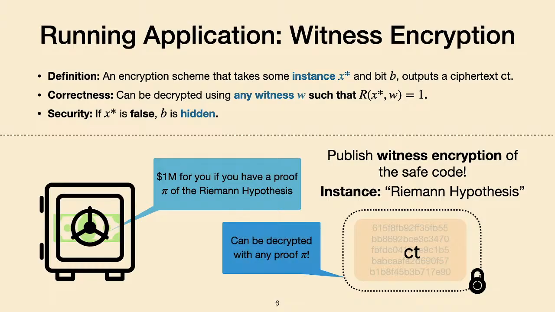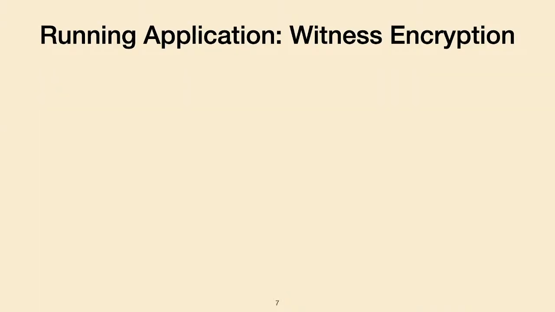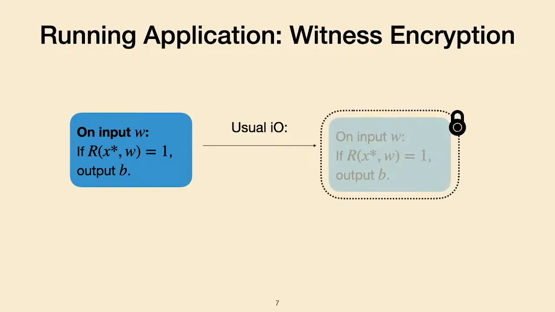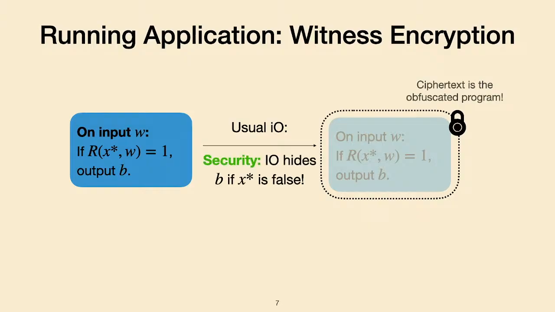And because witness encryption is so simple to construct, I'll just say very quickly what the construction is. You take this program, which takes as input a witness, and it evaluates whether for the statement X star, W is a valid witness. If yes, output the bit. Very simple. And all you do is you throw an IO on top of this. It's a bit weird because the ciphertext is an obfuscated program. The security follows from the fact that if there's no witness, B is not in the truth table of this witness encryption, so it's completely hidden.